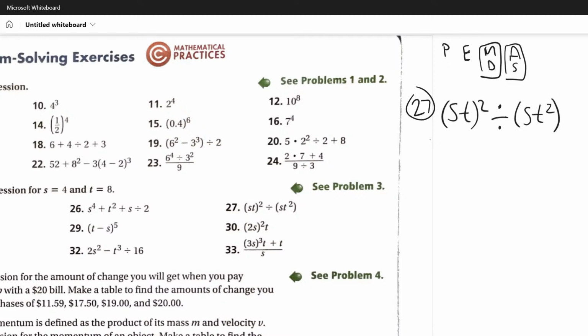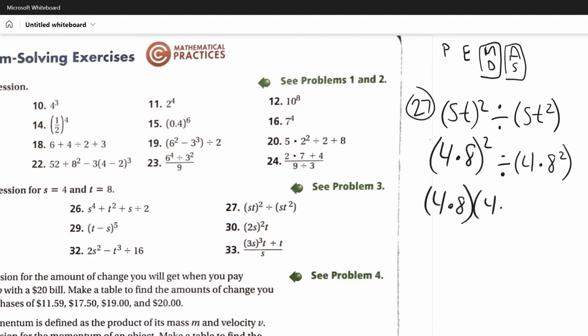But only t is taken to the second power. So s is said to be 4. So it's 4 times t, so it's 4 times 8 squared, divided by 4 times 8 squared. I think I'm going to cheat a little bit on this. This is going to be 4 times 8 in parentheses squared, which means you have to do it twice, right? And then I'm going to divide that by 4 times 8 squared, which means 4 times 8 times 8.